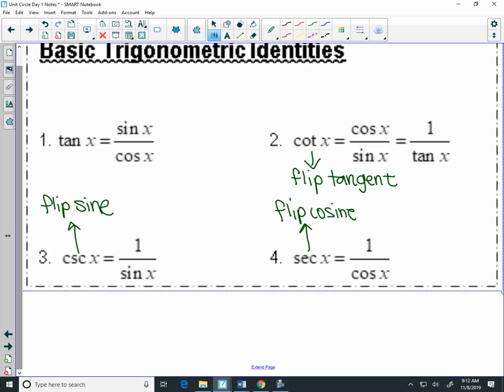Practically, when I'm doing a problem where I'm doing all 6, which we're going to do here in a minute, I will find tangent, and then I will write cosecant right next to sine, and just flip the fraction. I will write secant right across from cosine, and flip the fraction. I will write cotangent right next to tangent, and flip the fraction.